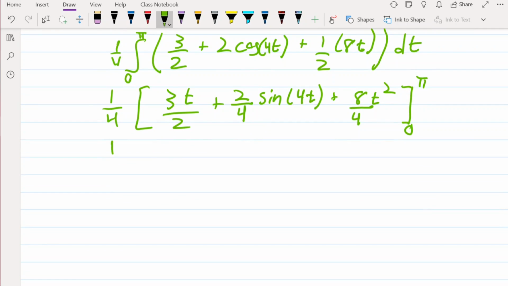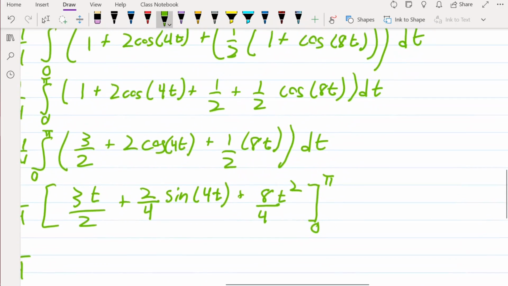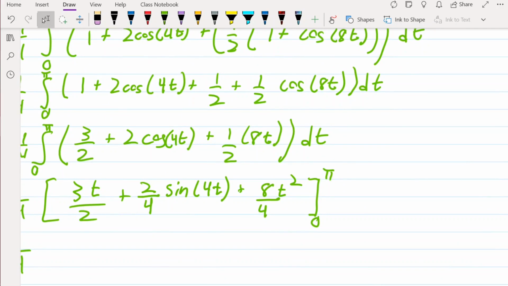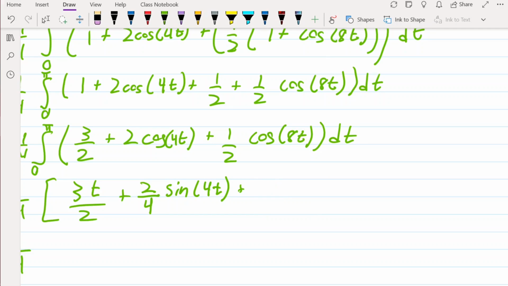So that'll be 1/4. Oh wait, no, I'm forgetting. That looked a little too simple. That was the 1/2 cosine 8t. So instead, that'll be 1/2 times 1/8 of sine of 8t dt.